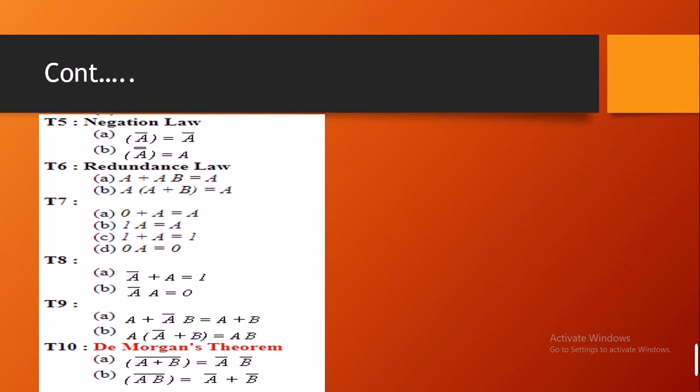Identity law is a plus a equals a, and a into a equals a. Coming to the next law, that is the negation law. a negate negate equals a. Redundancy law is a plus ab equals a, and a(a plus b) equals a. Then 0 plus a equals a, 1 into a equals a, 1 plus a equals 1, 0 into a equals 0.